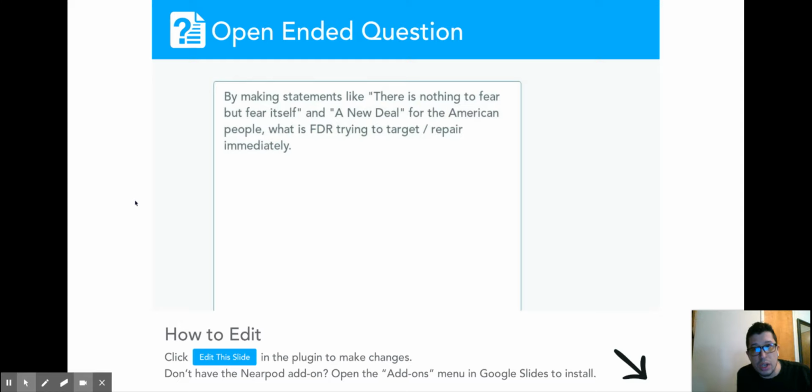Another quick question for you guys: by making statements like there is nothing to fear but fear itself and a new deal for the American people, what is FDR trying to target or repair immediately? So I just want you guys to write a sentence or two here, just so I can make sure that you're on pace and where you need to be.